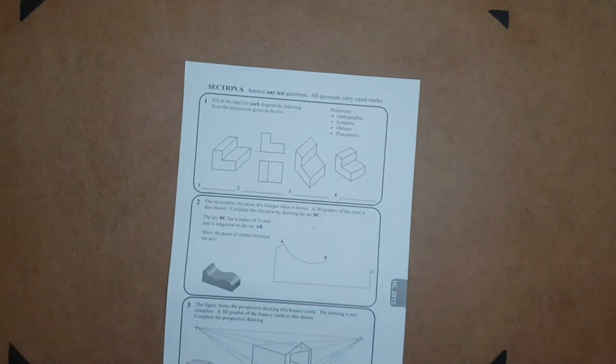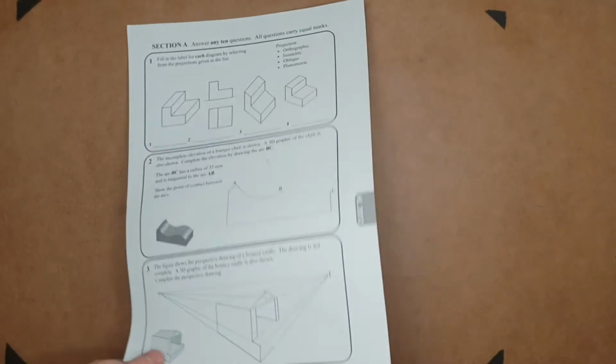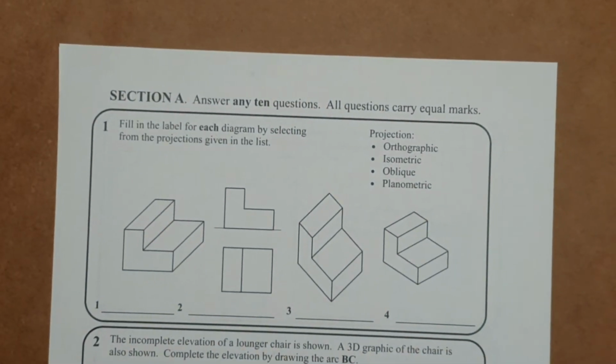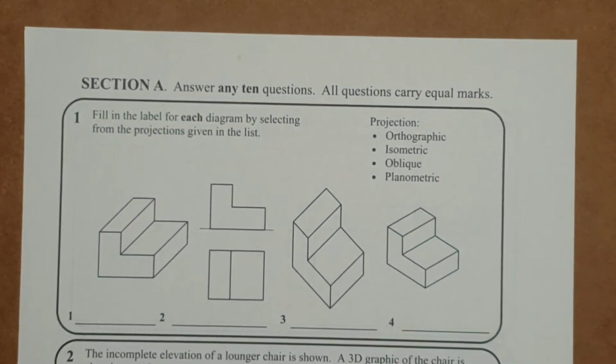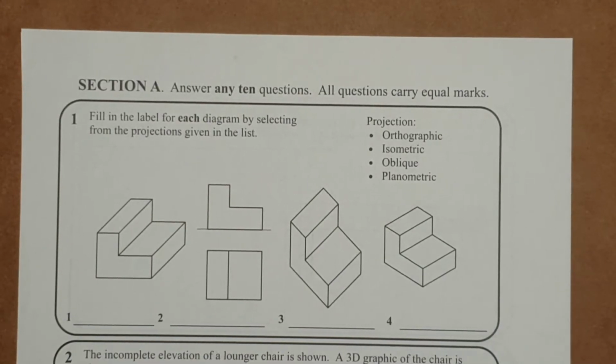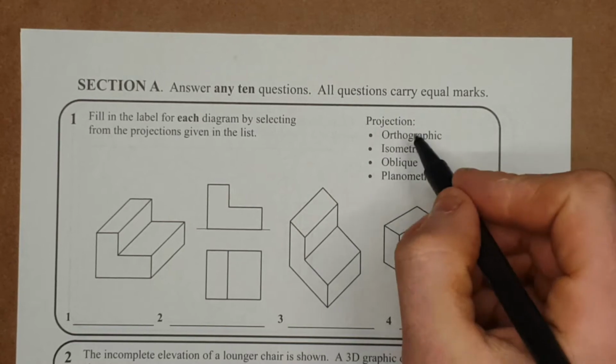Hi folks, in this video we're going to work through the 2012 Junior Cert Higher Level paper, section A that is. Starting off here with question 1, 4 written answers. As always we'll start with the easiest one, orthographic.